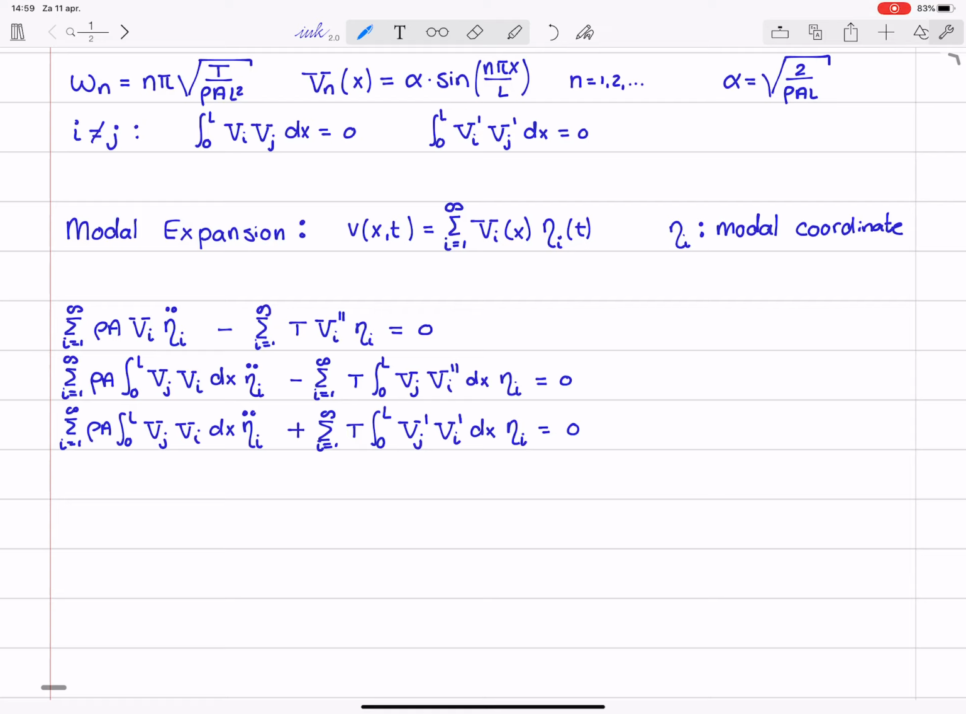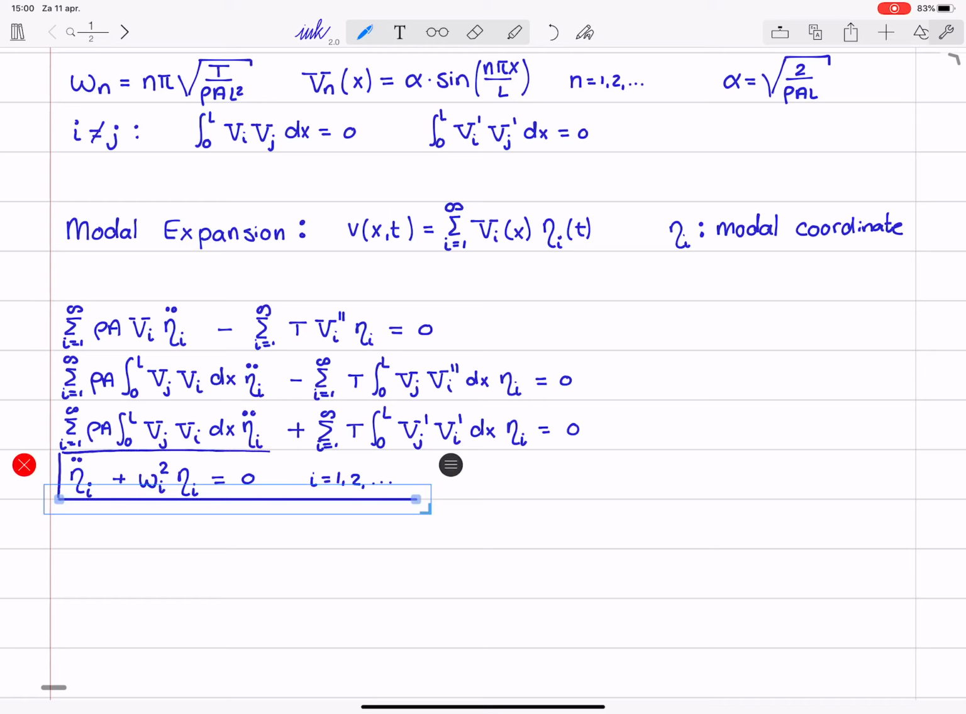And then for that specific situation, we have done the mass normalization of the modes such that the term in front of eta_i double dot equals 1, and the term in front of eta_i itself equals omega_i squared. So we get from this, using orthogonality, that eta_i double dot plus omega_i squared eta_i is equal to 0, for i is 1, 2, all the way to infinity. So in fact these represent the modal equations of this continuous system.